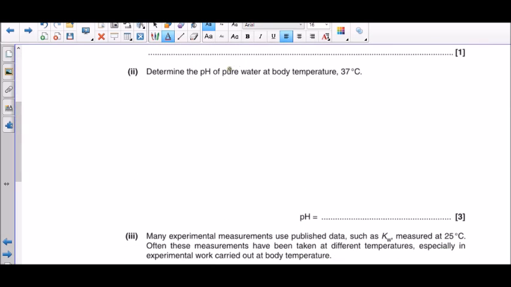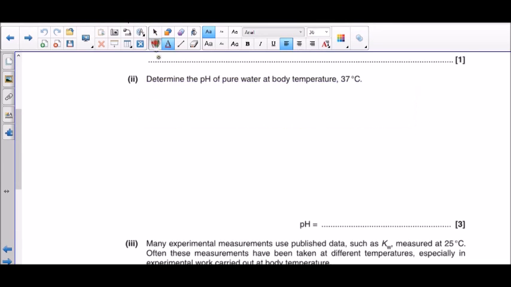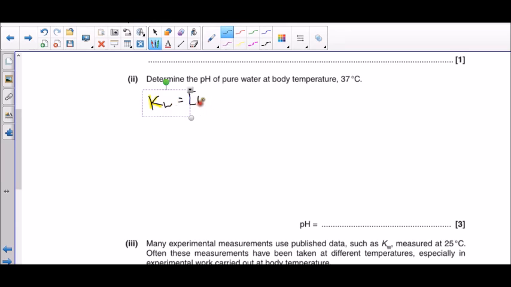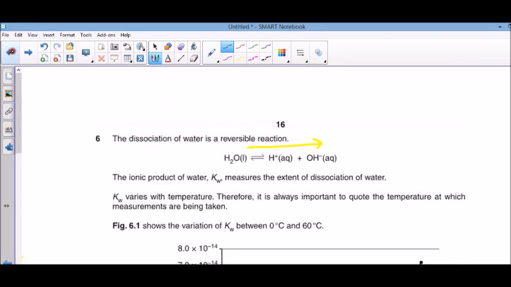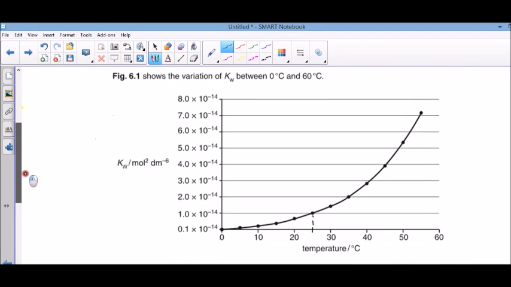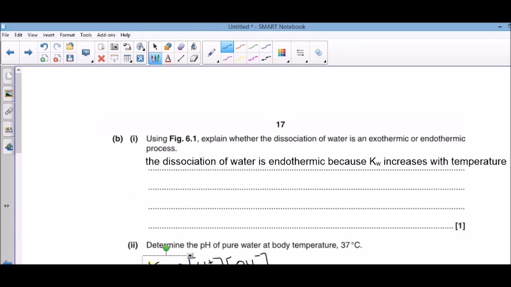Carrying on down, we've got determine the pH of pure water at body temperature of 37 degrees. So let's just remind ourselves of Kw. Okay, so let's go back to the graph, because now we need to know Kw at 37, so I'm going to go about here. There is a range on the mark scheme, so obviously you'll have used a ruler, and I'm going to say that's about 2.2 times 10 to the minus 14. You might read it slightly differently, but there is a range.